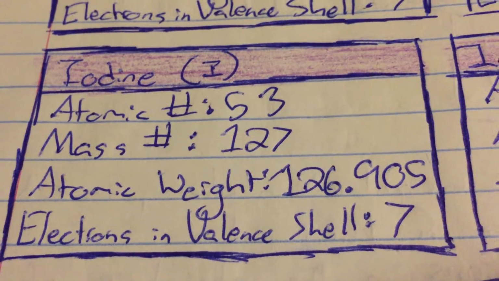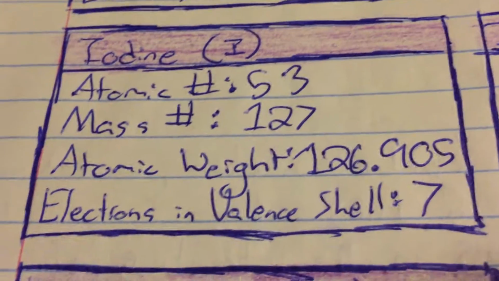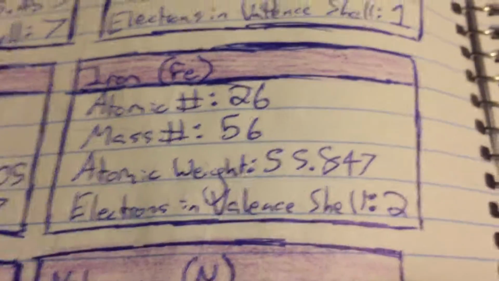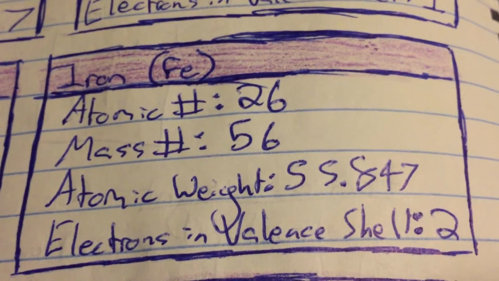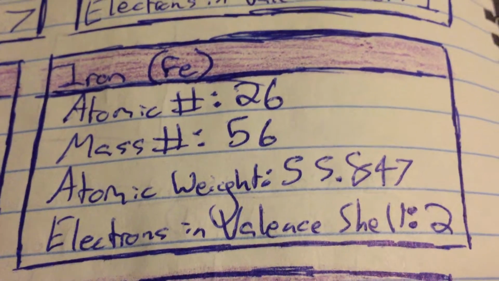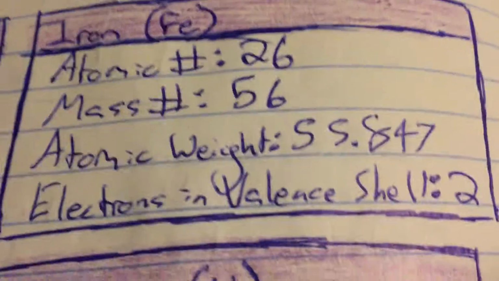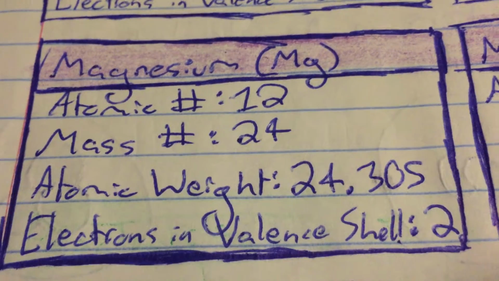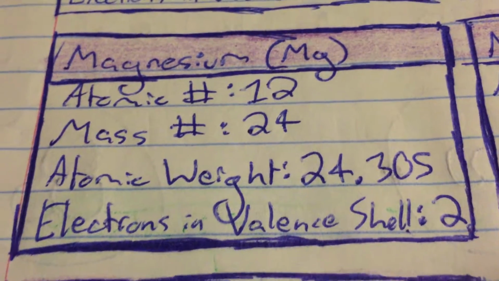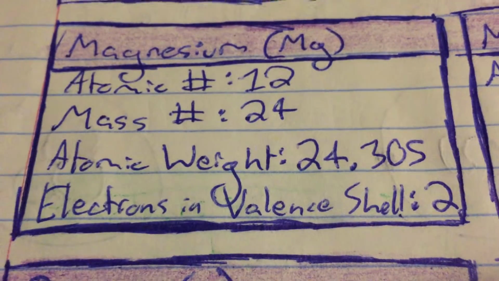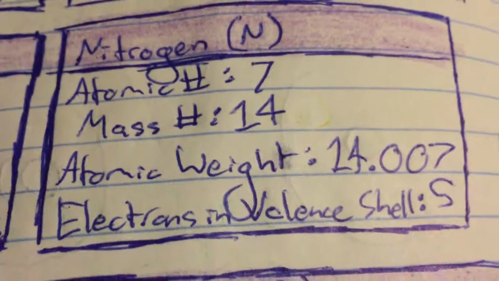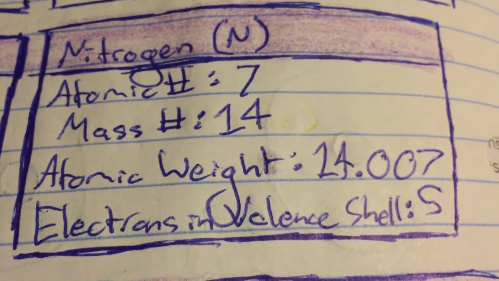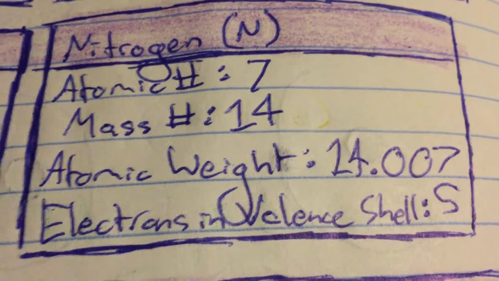Iodine has an atomic number of 53, a mass number of 127, an atomic weight of 126.905, and 7 electrons in its valence shell. Iron has an atomic number of 26, a mass number of 56, an atomic weight of 55.847, and 2 electrons in its valence shell. Magnesium has an atomic number of 12, a mass number of 24, an atomic weight of 24.305, and 2 electrons in its valence shell. Nitrogen has an atomic number of 7, a mass number of 14, an atomic weight of 14.007, and 5 electrons in its valence shell.